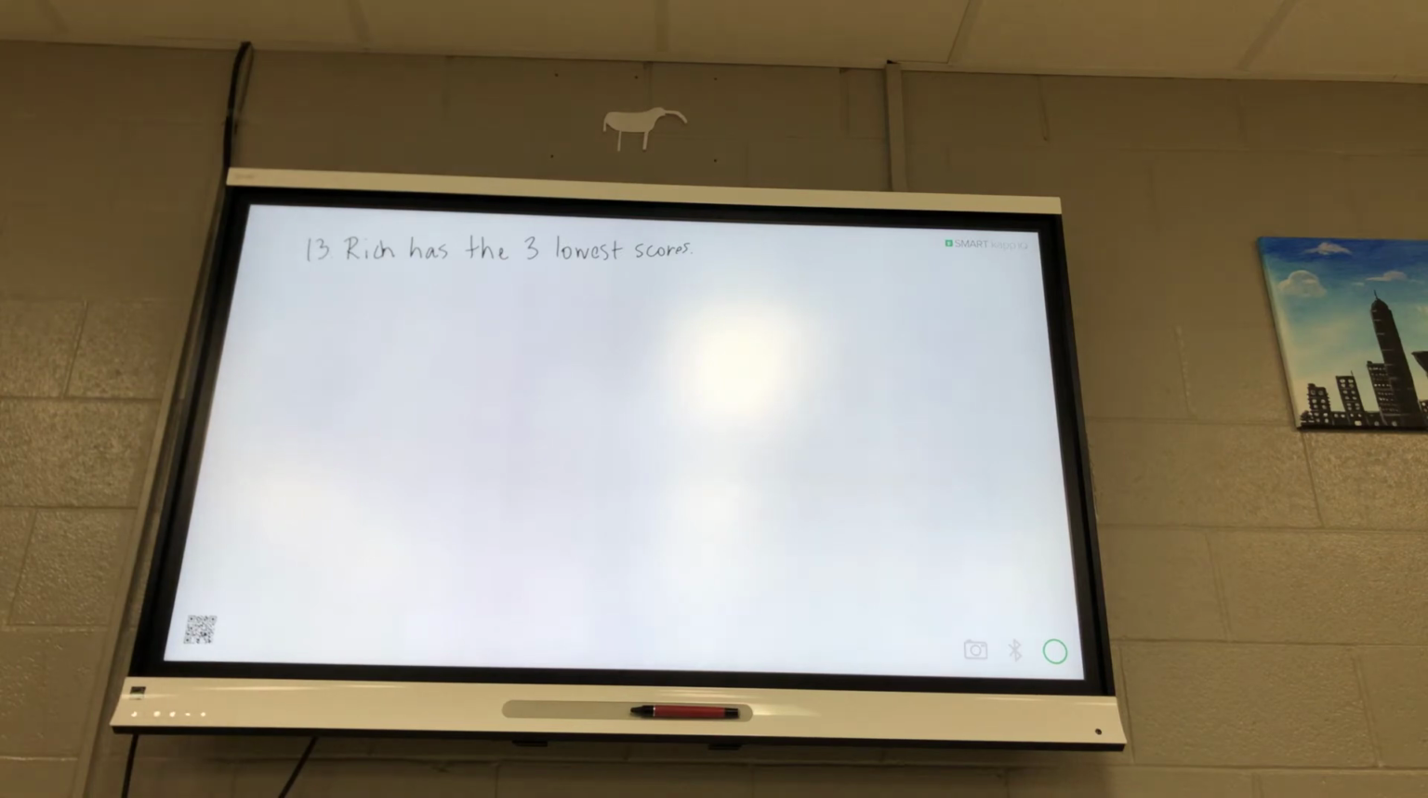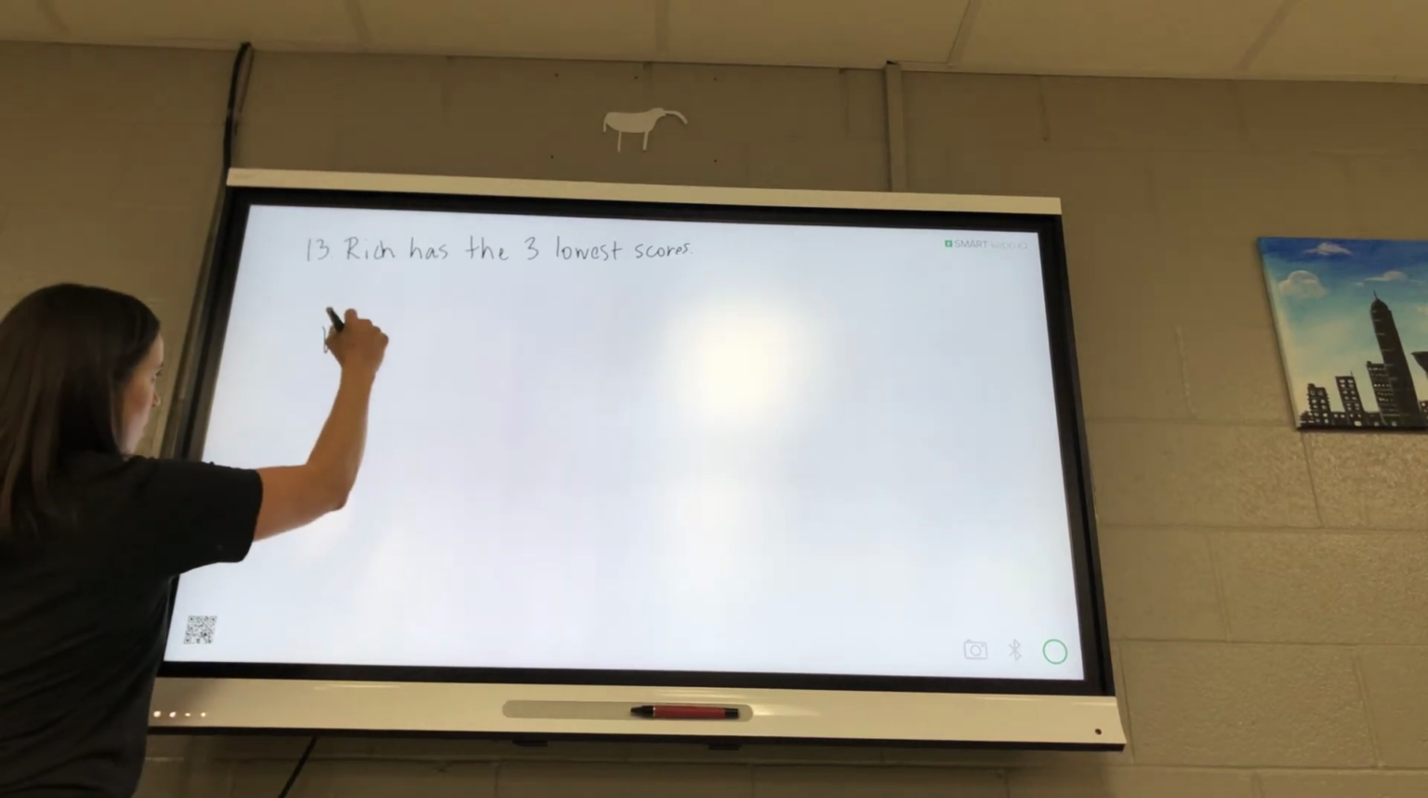Skylar, why would you pick Will? What could you say about him? Rich had the 3 lowest scores. What did Will have? Most consistent. Will is most consistent.